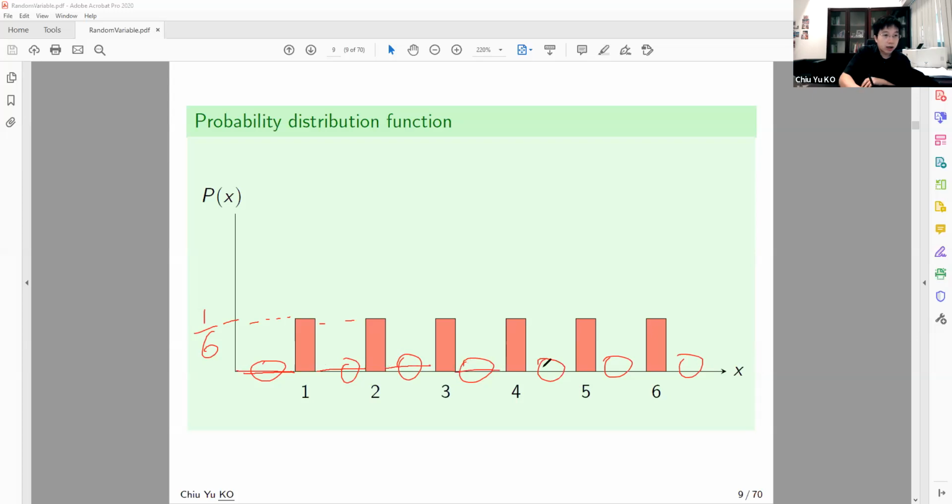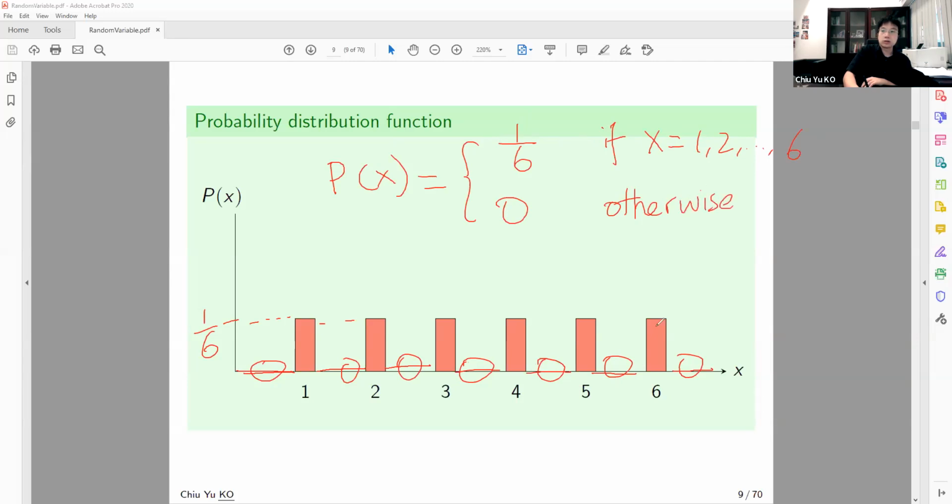So to be formal, you should write it this way, right? The function is equal to 1/6 if x equals 1, 2, up to 6, and 0 otherwise. So you should include this 0 there. I don't think it's very clear from here, but this is something that should be there. Because it's a real-valued function, so you should tell them what the value should be when x assumes other values. But anyway, this is more technical here.